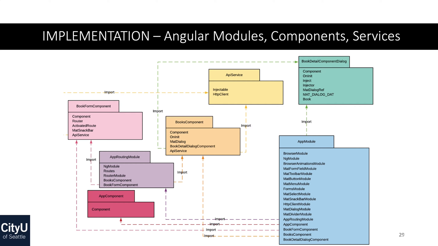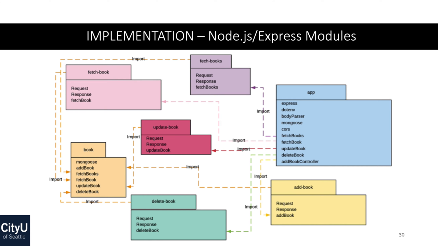And this is called the development view using a package diagram. The use case is for the Angular modules, components, and services. This just shows you the app modules, which import a lot of different components, services, and other routing modules from different files or folders within one code base. As well, this is again the development view using a package diagram for our Node.js or Express back end. It shows you the app that imports a lot of different book methods, and it shows you where it is located for those different modules as well.